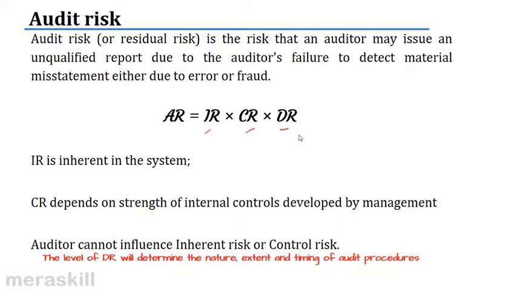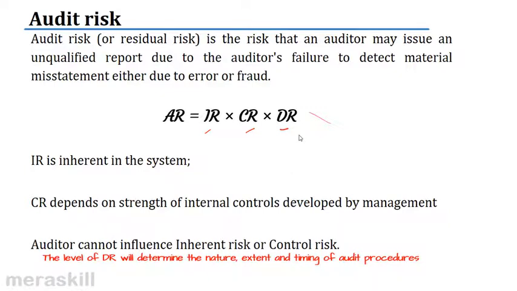So if he feels the detection risk is very high, he will increase his audit procedures, increase the number of samples, increase the sampling size, etc. Are you following, students? The total audit risk is a combination of inherent, control and detection risk. Now, inherent risk is just there in the system, nothing can be done. The auditor also does not have control over the control risk.